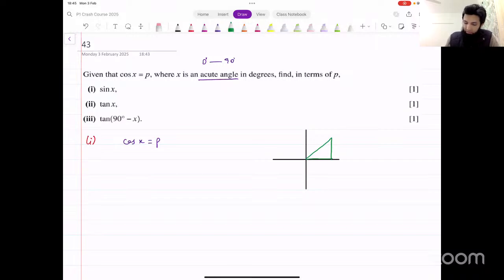This angle is the basic angle. In this case, the basic angle is the same as the angle x. This is also x. Right? In the first quadrant, x is equal to alpha. Basic angle and the angle itself, they're both the same.